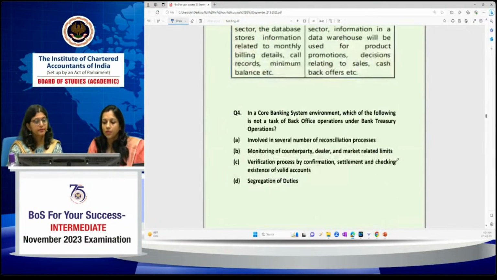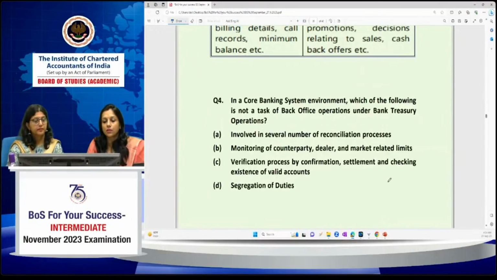Right. So the next question is, in a core banking environment, which of the following is not a task of back office operation under the bank treasury operation? There is a list of certain operations they have given: involvement in several reconciliation processes, monitoring of counterparty dealer and market related limits, verification of the process, confirmation, settlement, existence of a valid account, and segregation of duty. Very first, you can see core banking system, that means chapter number 5. Under chapter number 5, there is bank treasury operation.